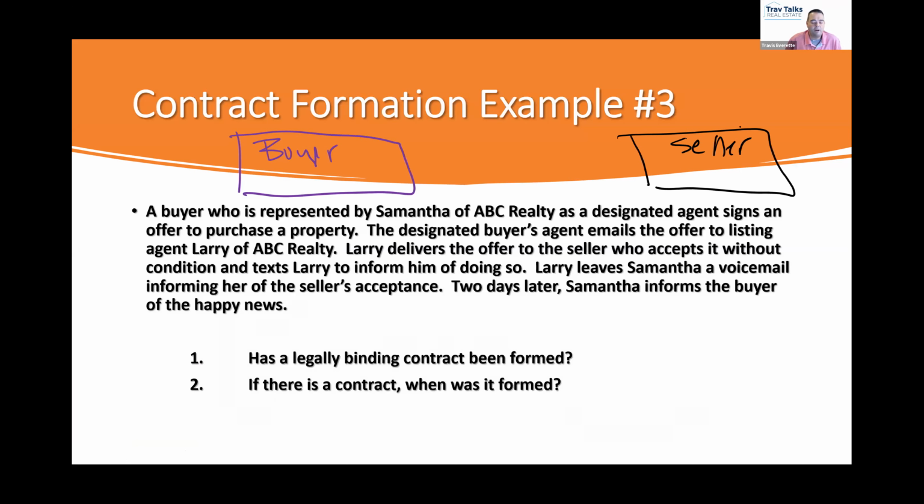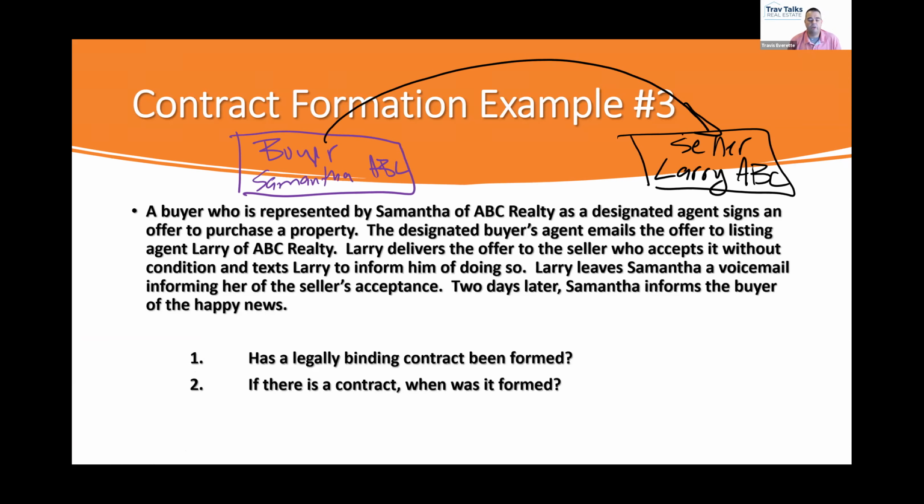Okay, so the buyer who's represented by Samantha of ABC Realty. Let me go ahead and fill that in as well. We got Samantha, ABC, as a designated agent, signs an offer to purchase. By the way, don't I already know what the firm's going to be on the other side? If it's designated agency, what's the firm going to be? It's still going to be ABC, right? But it's going to be a different agent of ABC. Does that make sense for everybody? It says the designated buyer's agent emails the offer to the listing agent, Larry. So there's Larry. Buyer's agent emails the offer to listing agent, Larry of ABC.